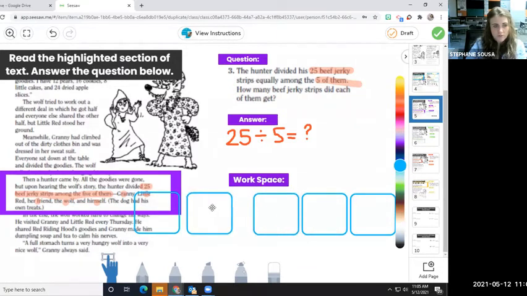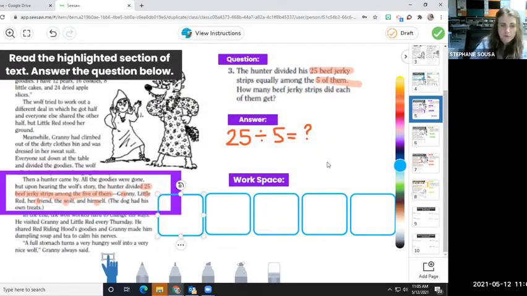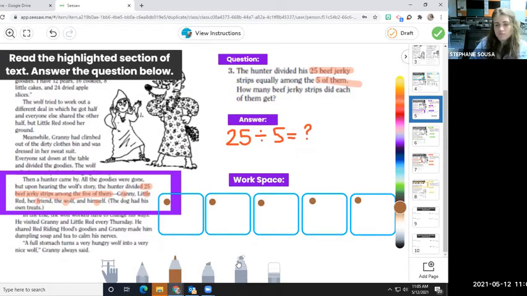So there's the 5 people. We've got the hunter, we've got Little Red, we've got her friend, we've got Granny, we've got the wolf. I've got to get to 25, so I'm going to get my beef jerky strips and I'm going to place 1 beef jerky strip in each person's hand until I get to 25. So that's 1, 2, 3, 4, 5. I got to get to 25, so I'm going to add some more. 6, 7, 8, 9, 10. I'm still not at 25. I'm going to add another. 11, 12, 13, 14, 15.